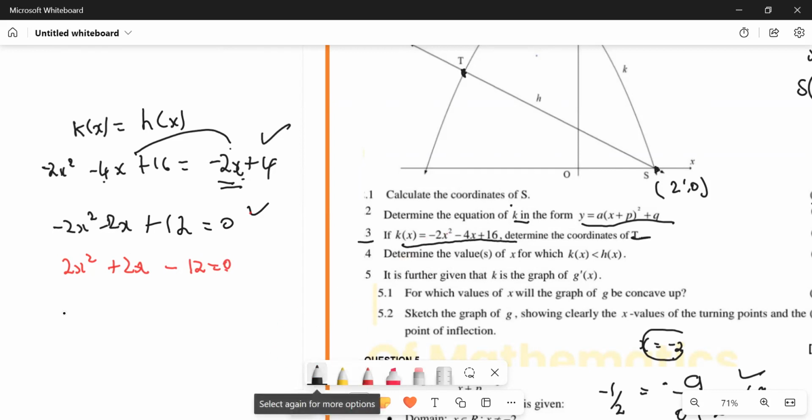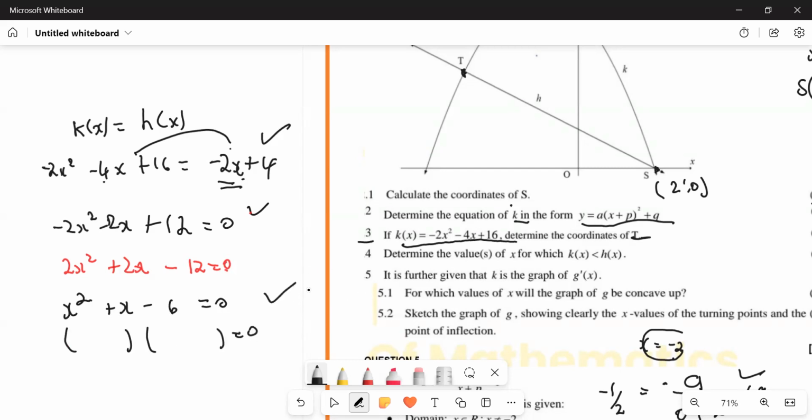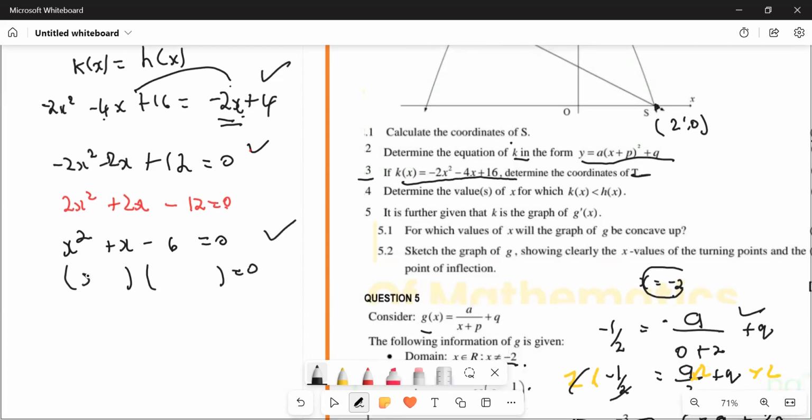And then from there, if you want to factorize this, you can simplify it further. It says x squared plus x minus 6 is equal to 0. Open bracket, x plus 3, x minus 2. X is going to be -3, or x is going to be 2. 1 mark for this. 1 mark for this.